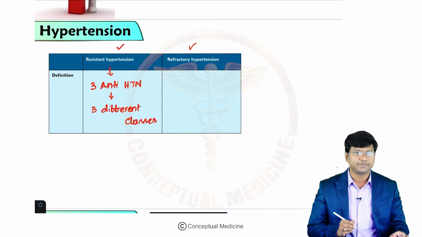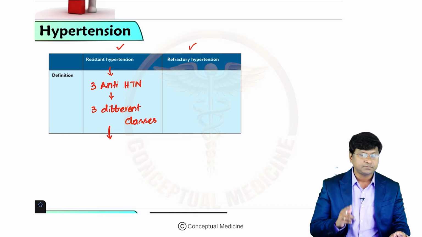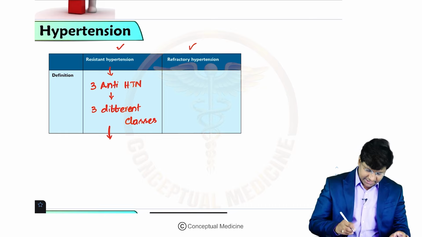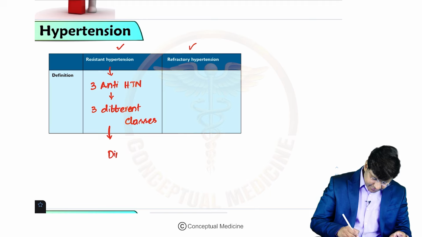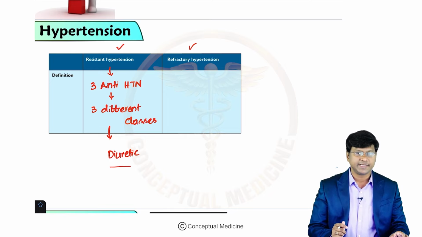Right, these 3 should be of 3 different classes, and ideally one particular drug in that should be a diuretic. That is called resistant hypertension.